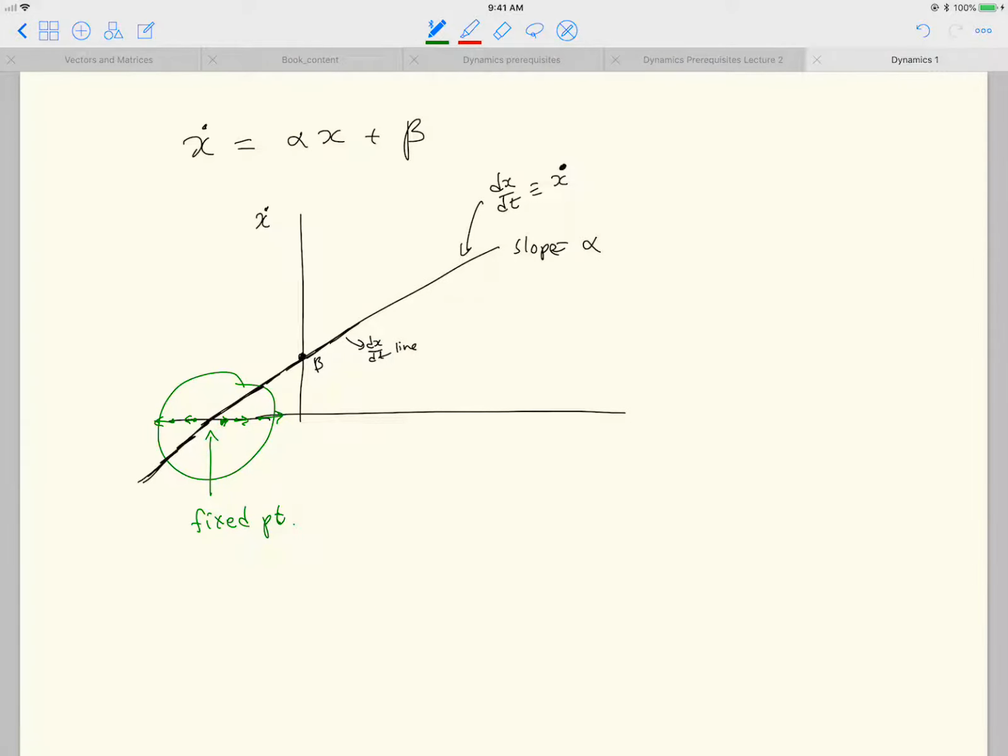So one way to think about that is to say, look, let's change variables to turn this problem into the x dot equals alpha x problem. So let's find, when is it that x dot equals 0? x dot equals 0 implies that alpha x plus beta equals 0. That means that x equals minus beta over alpha. And so let's write a new variable, y equals x minus this value that we found right here. So we'll write it as x plus beta over alpha.